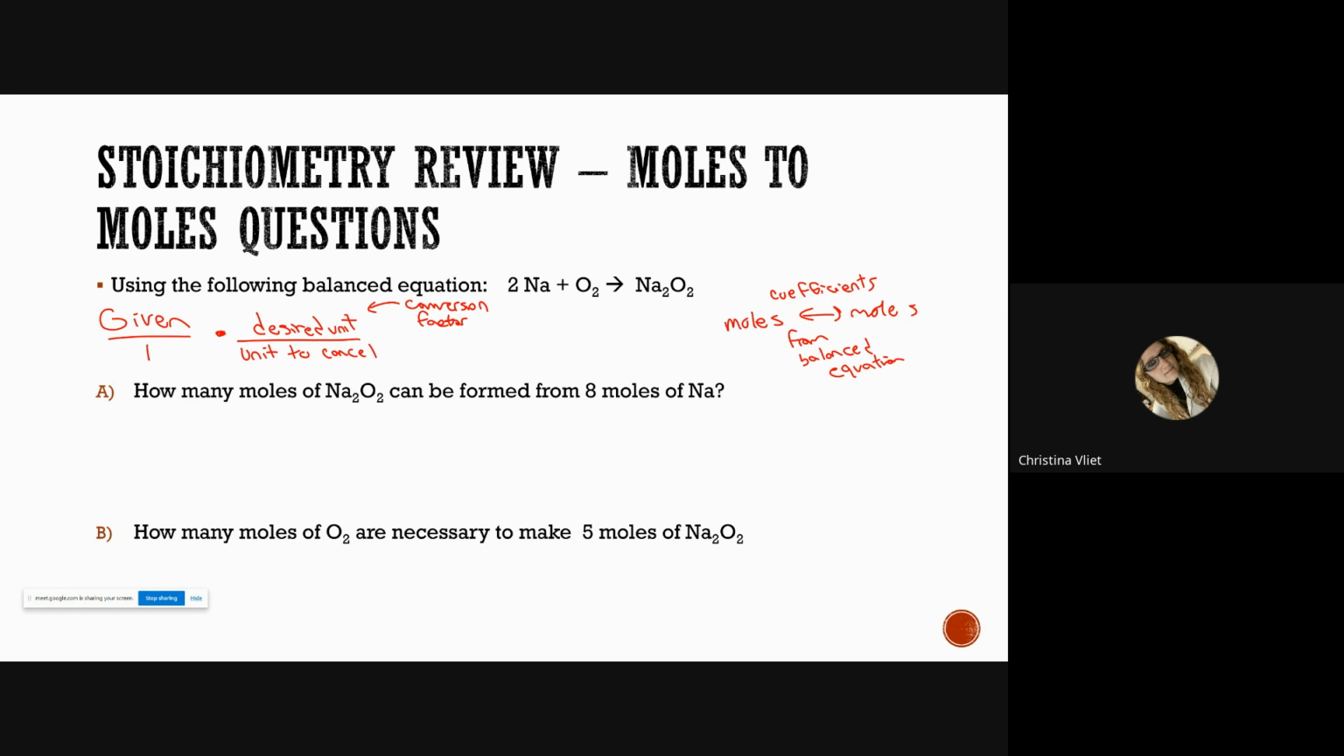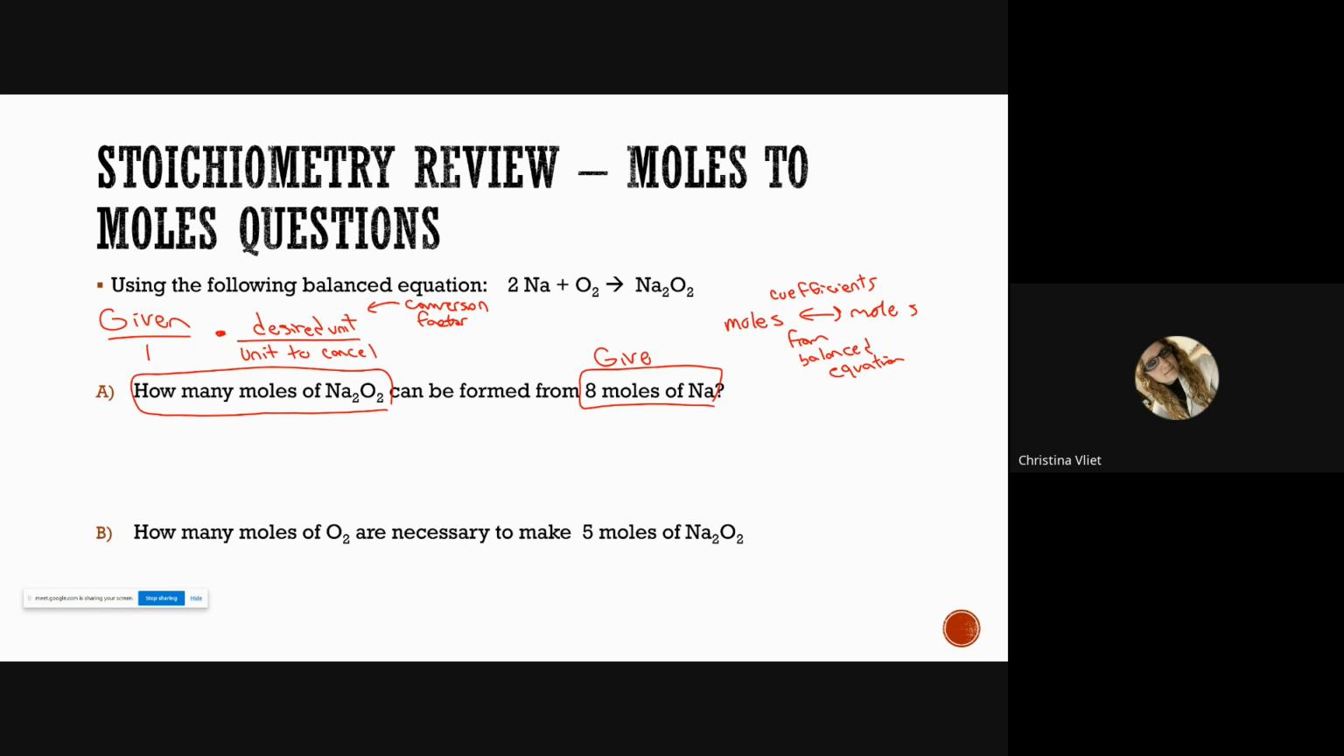Look at the question for A. What you should do, just good strategy, is circle what your given amount is and circle what you're looking for. That'll kind of tell you how many steps you have to take. We're starting with some really easy, simple examples. One step. You're given, in the question, what are you given? What did they give you? They give you 8 moles of sodium.